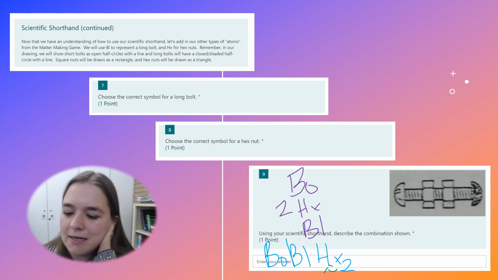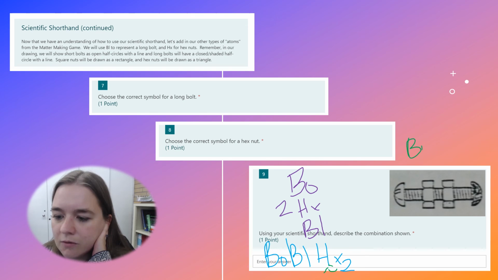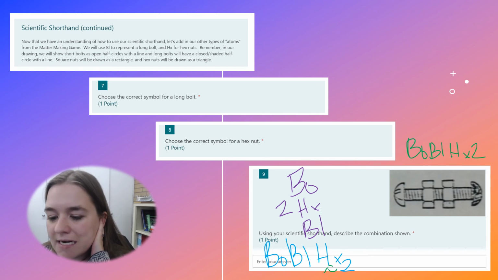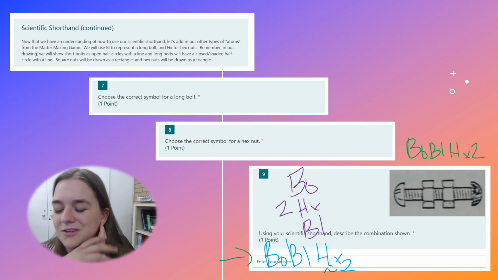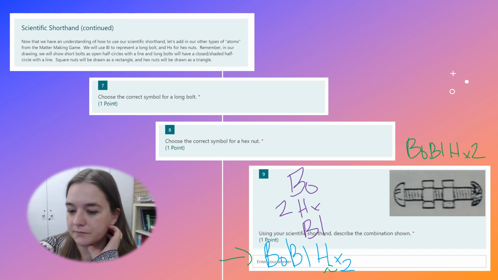Remember, when you're typing right now, it'll look like BOBLHX2. But when you're writing it on paper, and when we learn how to use the math tools, you're going to use those subscripts, submarines below. Those numbers go below. So BOBLHX2.